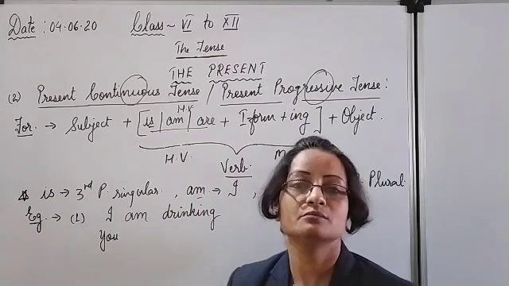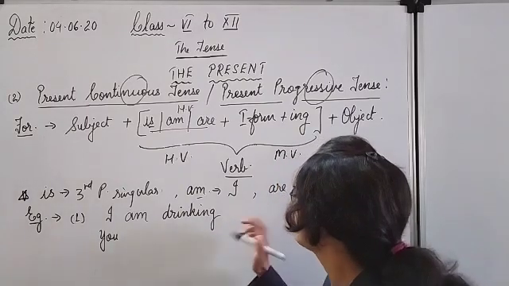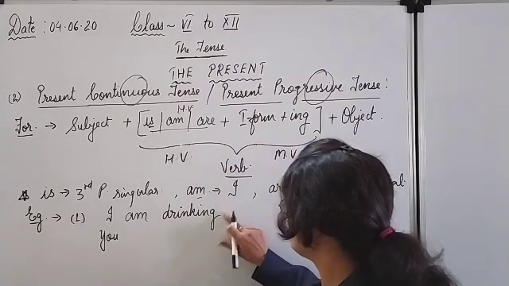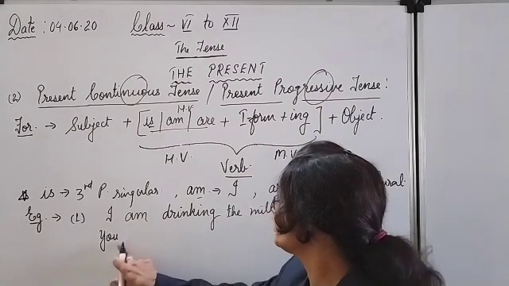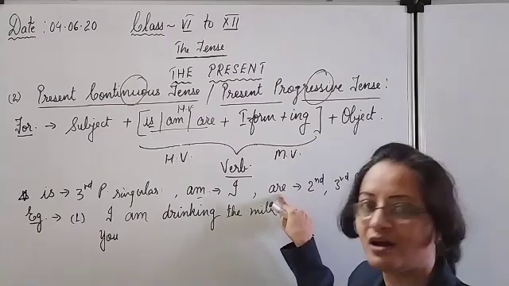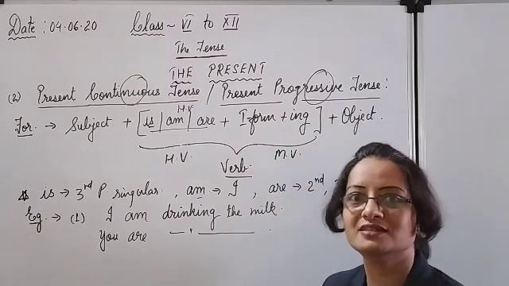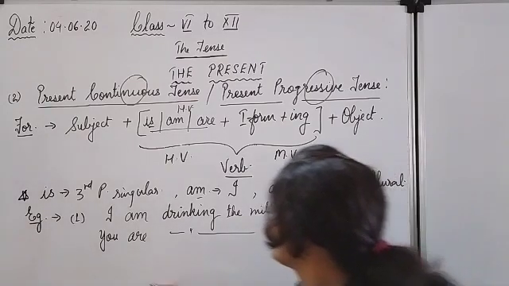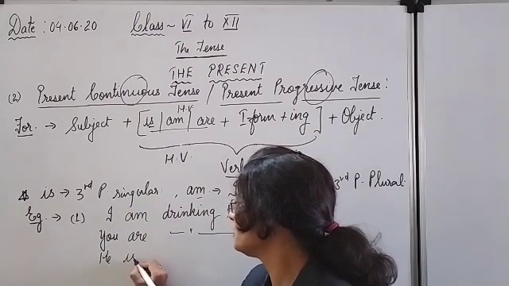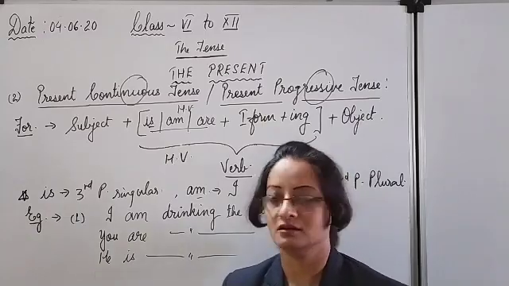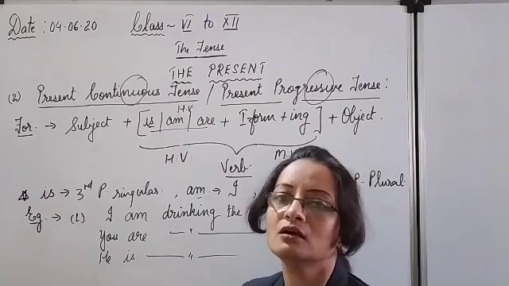While teaching the main verb forms, I have told you how to make the fourth form: first form plus ing. And then the object, the milk. Similarly, with the second person, you have seen we have to use are. You are drinking the milk as it is. With he, third person singular, you have to use is. Drinking the milk. Third person plural, are. They are drinking the milk.